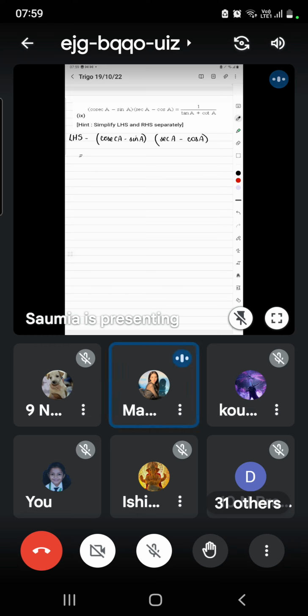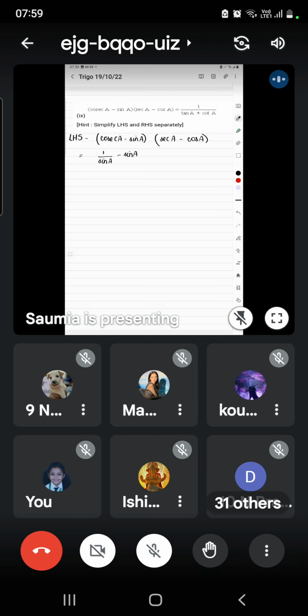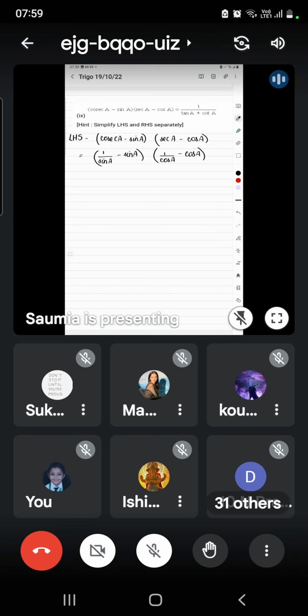1 by the reciprocal? Yes. Cosec A can be written as 1 by sin A. Same way, sec A is 1 by cos A. Now, what did I get in these two brackets? I got two fractions which are subtracted. Are their denominators the same? No. So I have to cross multiply and make the denominators the same.